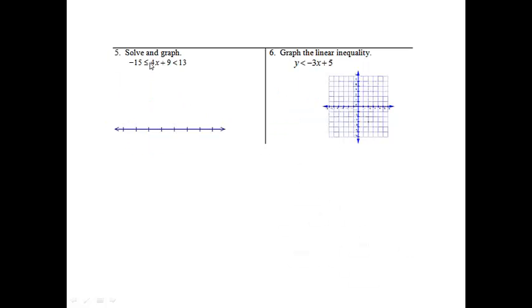Okay, problem 5, solve and graph once again. Negative 15 is less than or equal to 4x plus 9, which is less than 13. On this one, it's a connected problem, so I know my graph is going to be connected. I like to draw lines down my inequality signs.